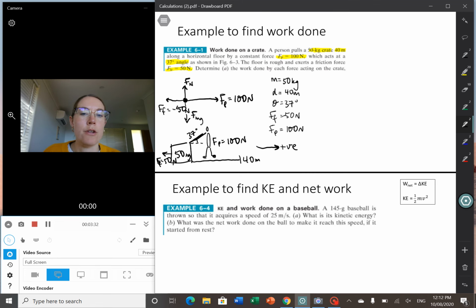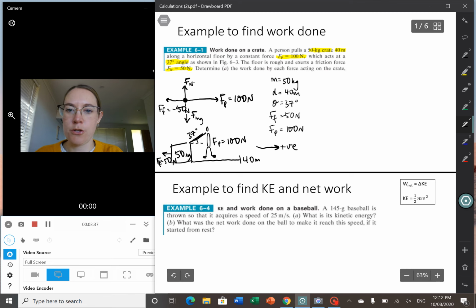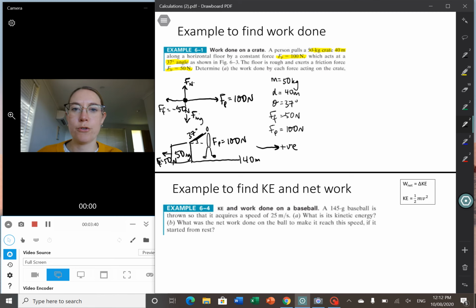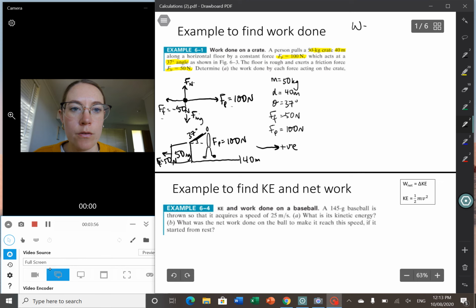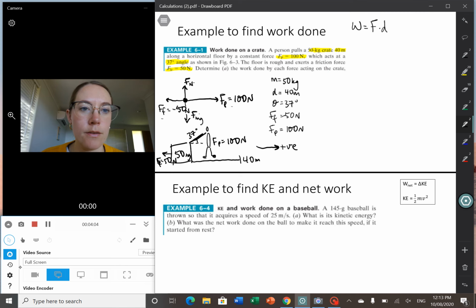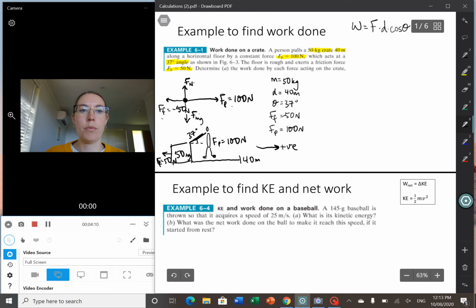So now I want to determine the work done by each of the forces that's acting on the crate. So I'm interested in my normal force, my force due to mass times gravity, my pull force, and my frictional force in turn. So when I apply my formula for work done, it's work done by a particular force. So I want to define that. So my general equation is going to be work is equal to force times the distance times the cosine of the angle that the force is applied at.